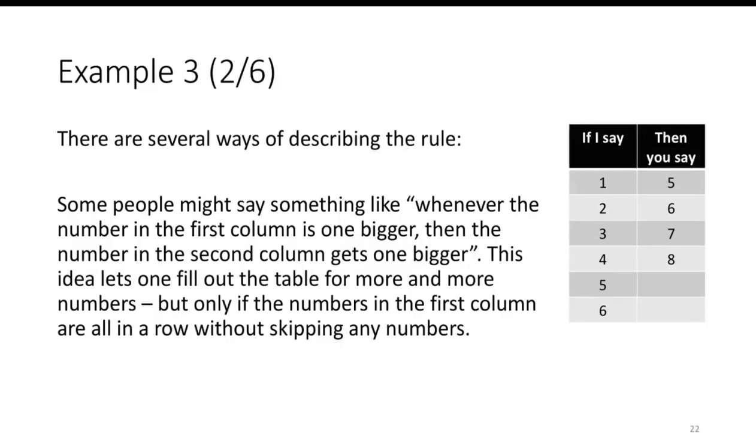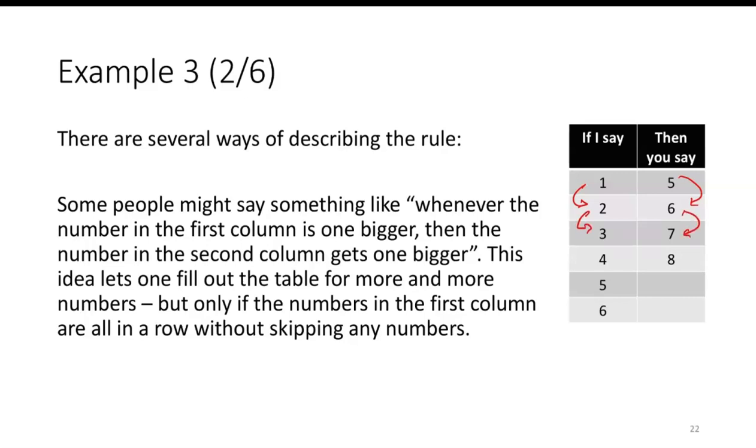Well, there are several ways you can describe this rule. Some people might say something like, whenever the number in the first column is one bigger, then the number in the second column is one bigger. So as I go from, say, 1 to 2, I'm going from 5 to 6. As I'm going from 2 to 3, I'm going from 6 to 7.